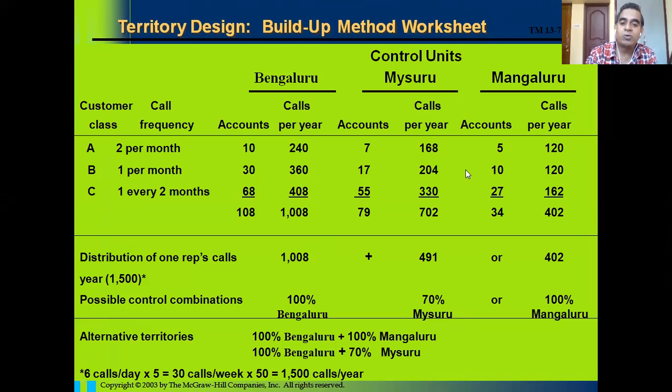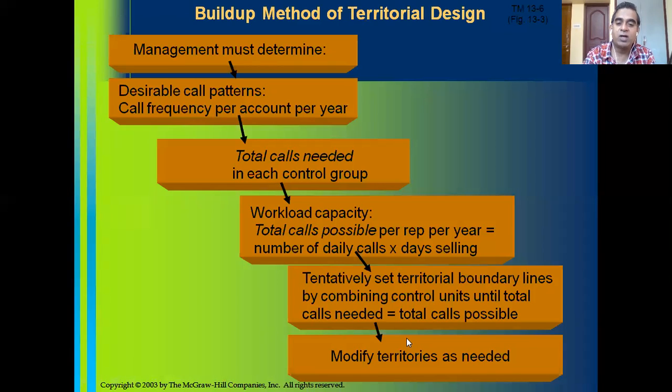Now one more question: what about the 30% of Mysore sales calls? The 30% of Mysore sales calls will be combined with some other territory. In our illustration, we have considered only three control units, for ease of understanding. So the remaining 30% of sales calls of Mysore will be combined with some other territory, which is not in the illustration. Then after that, modify territories as needed.